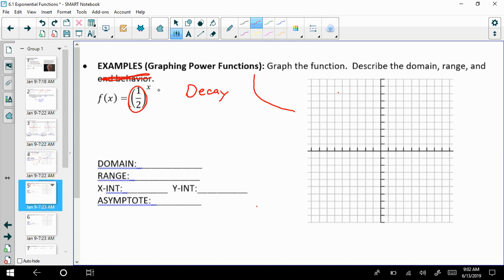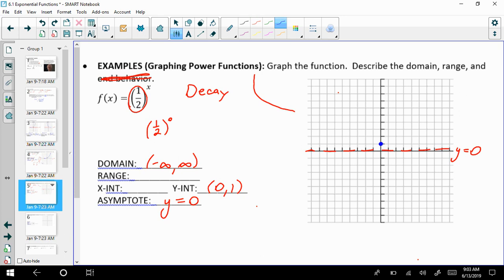Because this graph is not moving up or down, there are no transformations out back, so I know the asymptote is still going to be through y equals 0. I'm also going to fill in my domain. Okay, let's get the y-intercept next. So if I put 0 in for x, anything to the 0 power is 1. So the y-intercept, when I put 0 in for x, I still get 1 out.